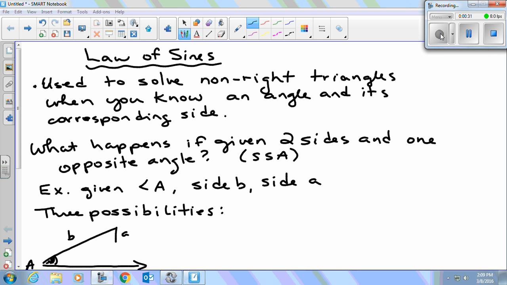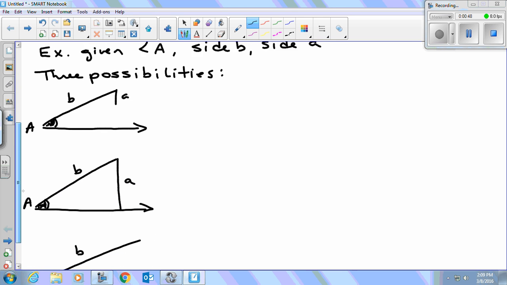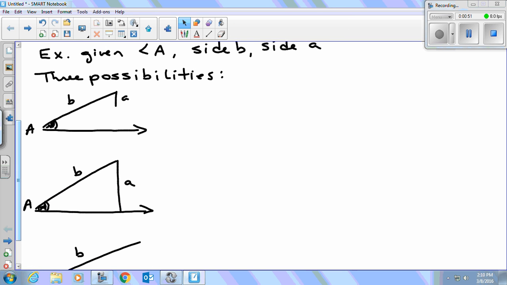So you're still given an opposite angle and its corresponding side, but something interesting happens here. There are three possible things that can happen, so we're going to take a look at those possibilities. The first possibility, in this top sketch, I've been given side A and side B and angle A, which is across from side A. But if you look at this, side A is too short for angle A in order to reach down to this horizontal line segment. So there's no possible solution given those three values.